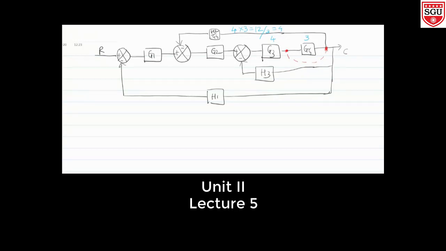In this case, now what happened? G3 and G4 are coming together. We can combine those. What will be the answer? G3 multiplied by G4. Then what will be the next step? What can we do? Observe this.